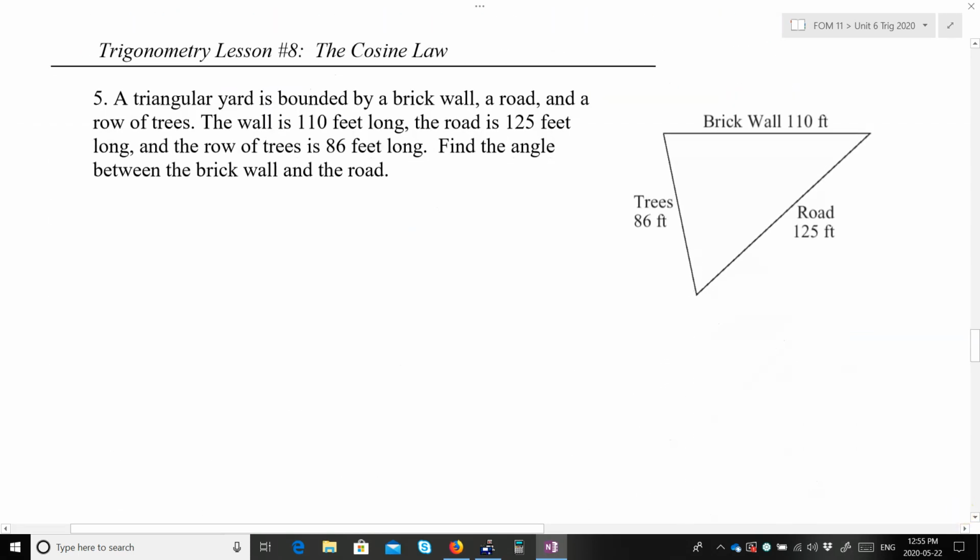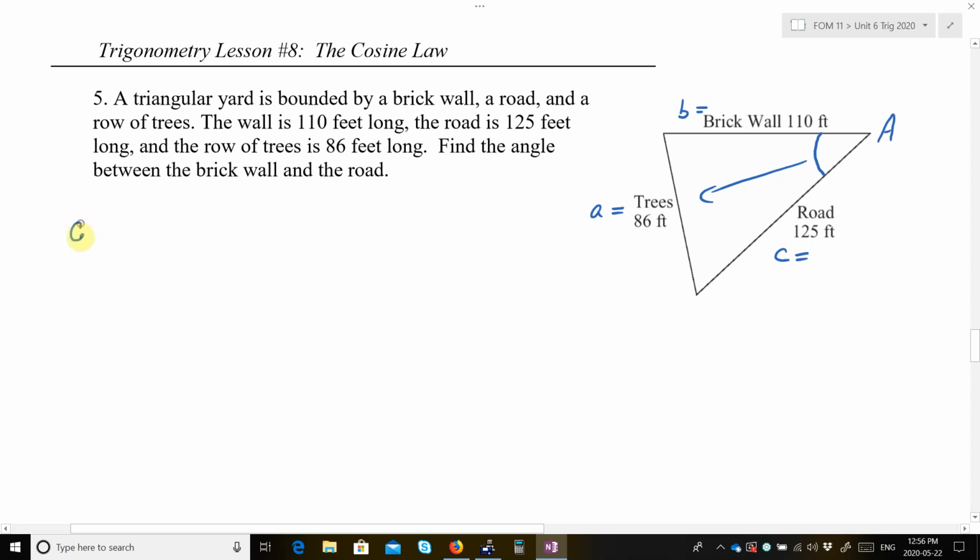Number 5, a triangular yard is bounded by a brick wall, a road, and a row of trees. The wall is 110 feet long, the road is 125 feet long, and the row of trees is 86 feet long. Find the angle between the brick wall and the road. So that's this angle here. So we'll label that A. And across from big A is little a. And then it doesn't matter how you label B and C.